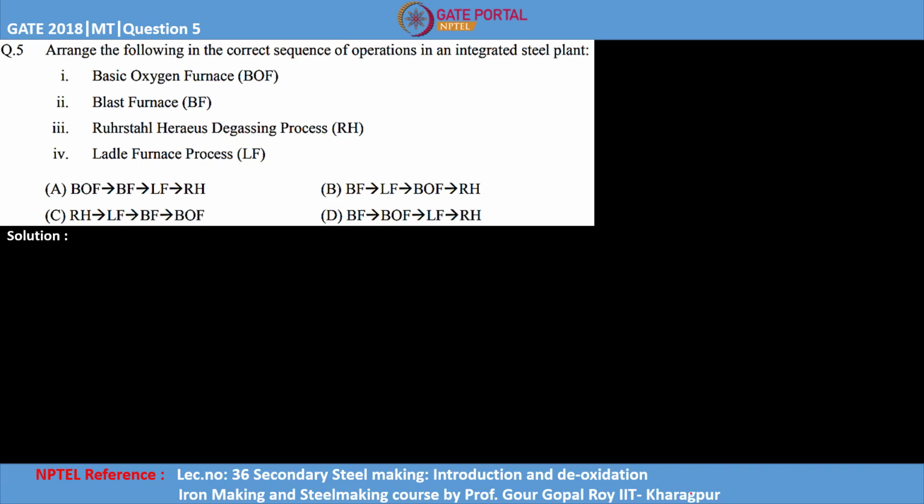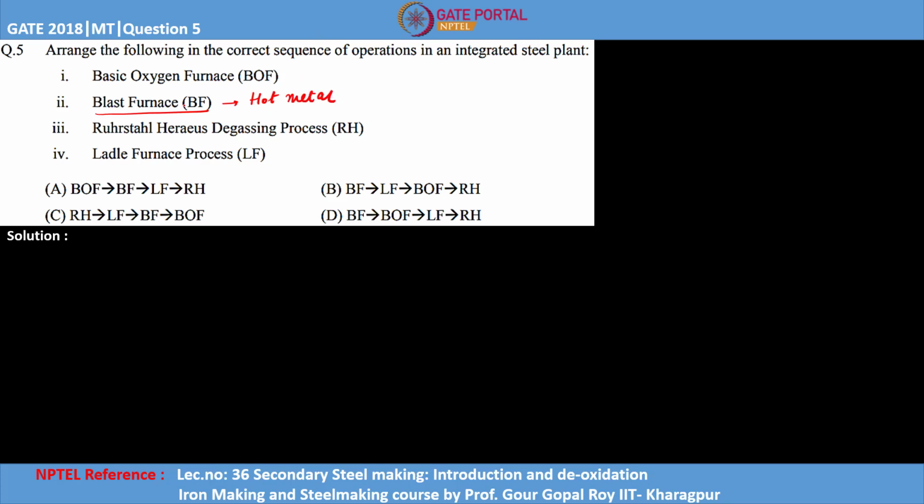Now, in an integrated steel plant, what actually happens is, first of all we try to produce iron, right? From the iron ore we try to extract iron, and for that we go for an operation called iron making. And iron making basically happens in the blast furnace. So the blast furnace is used for iron making operation, and the output of the blast furnace is nothing but our hot metal or liquid iron.